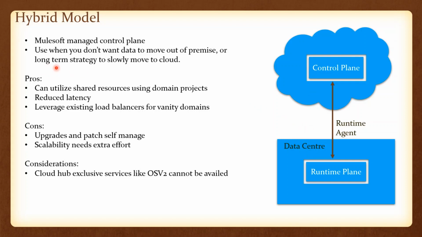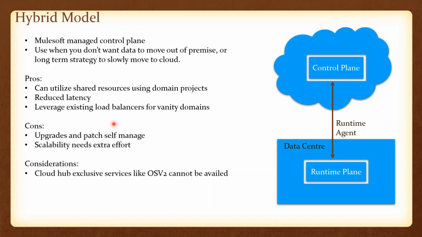Or else, if you have a long-term strategy to slowly move to cloud, suppose your organization decides that we want to move completely to cloud, but you cannot move at once, right? It takes time, it happens in stages. So in such cases, you can have a CloudHub subscription which allows you to host your control plane on CloudHub, and you can have your runtime plane at your data center. So you can use this strategy in such cases.